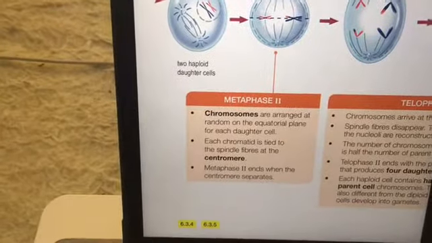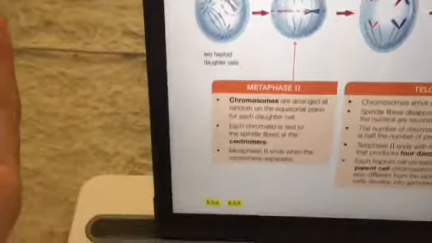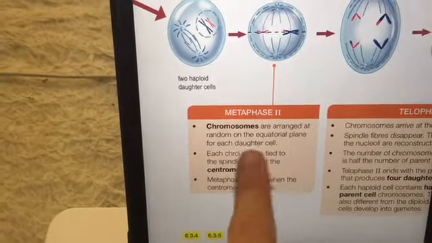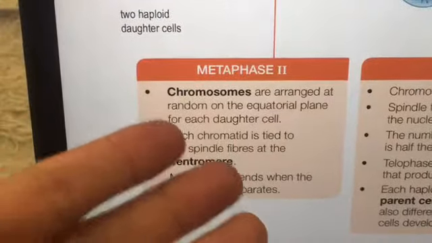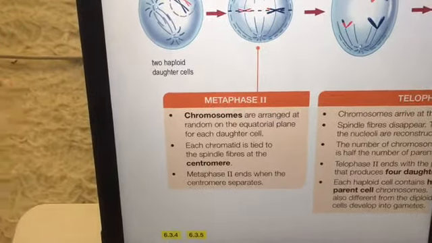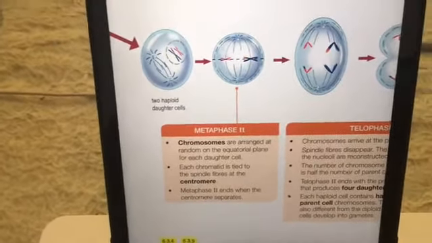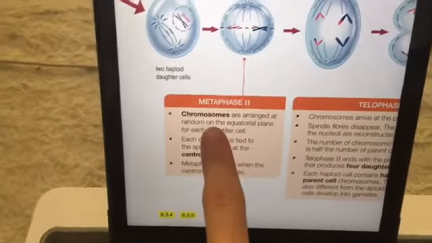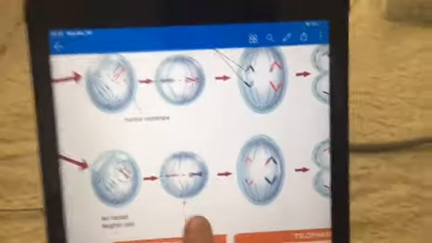Okay, now this might not be important now, but it will be important later on, maybe next year, I don't know. But there is a reason why over here it says "at random." Now this keyword is very important when you learn about variation of cells. I'm not sure, probably next year because I don't see it in your syllabus this year. So be sure to put: chromosomes are arranged at random on the equatorial plane for each daughter cell.